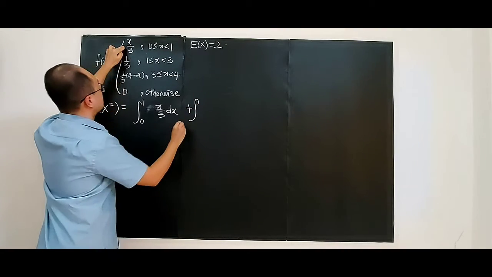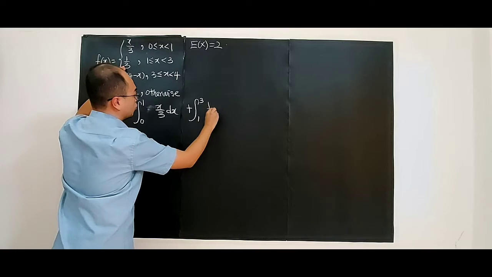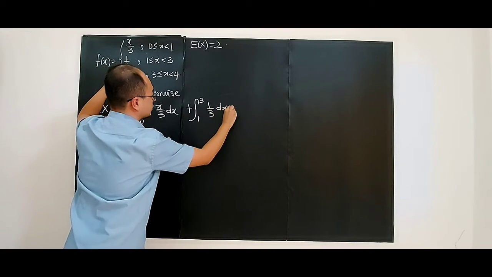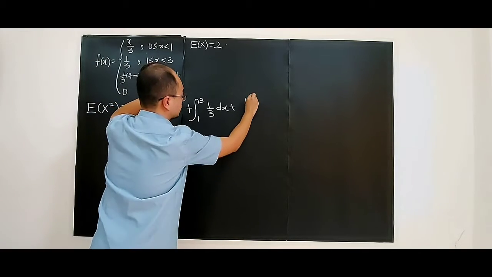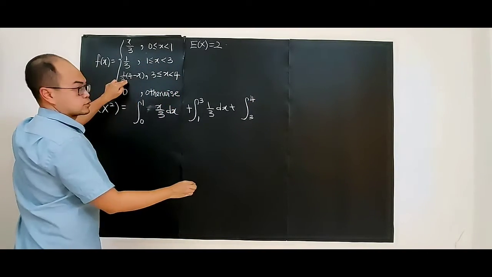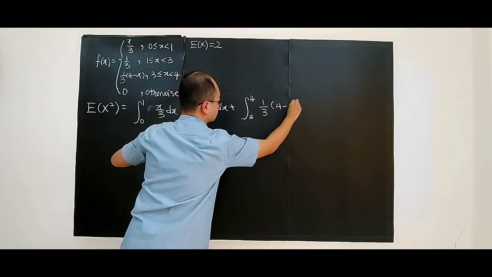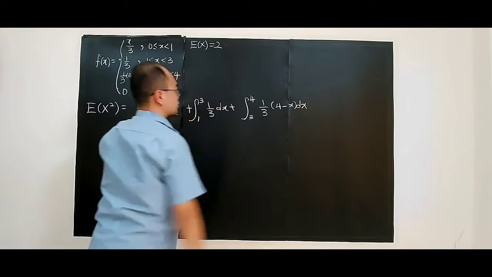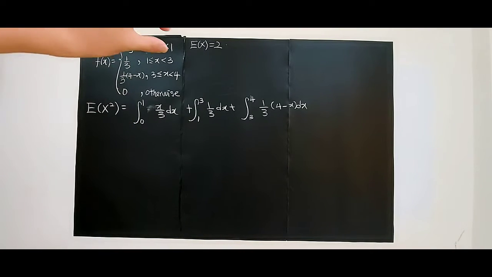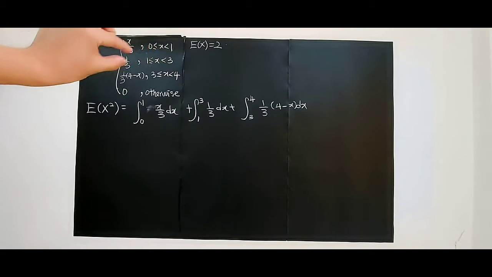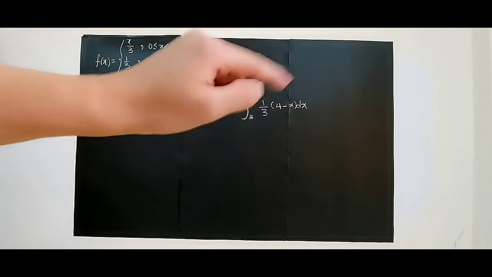plus 1 to 3 for 1 over 3 dx, followed by 3 to 4 for this function, 1 over 3 times (4 minus x) dx. Usually we're doing this, but you know that if you evaluate the integrals one by one and add up everything, you are getting 1.